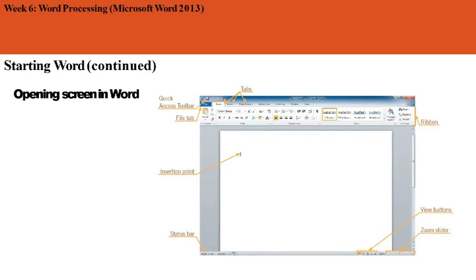And then we have the insertion point. So insertion point, this is a blinking bar. This is where you start your document. And then we have here the status bar. So sa status bar naman, ang meron dyan is yung number of pages ng document na yon at kung ilang words yung nakalagay doon sa document na yon. And then we have the view buttons, the zoom slider. Ayan. So that is the part of the MS Word document.